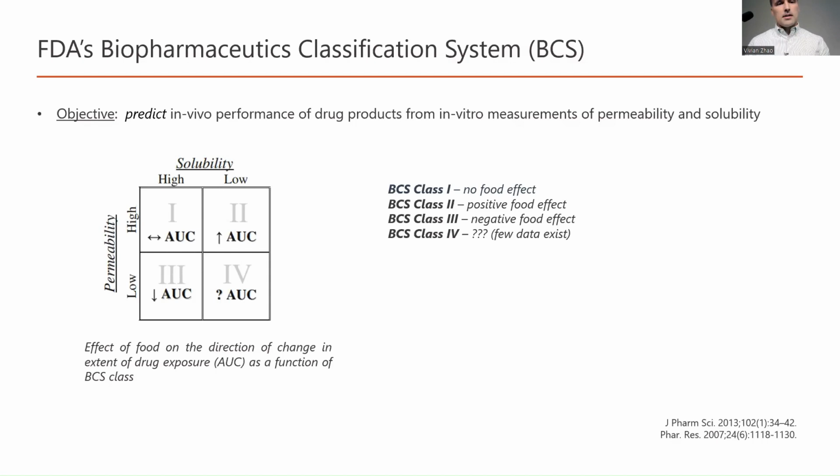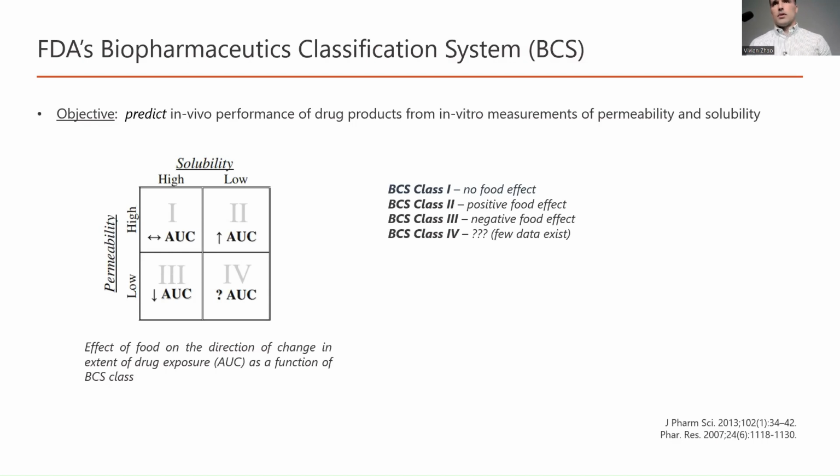Class 3 drugs have low permeability and high solubility, and food is expected to have a negative food effect. In this example, you could think of the food acting as a potential physical barrier, decreasing fractional drug absorption, and ultimately drug bioavailability. In class 4 drugs, few data exist, but drug designers have a drug with both low solubility and low permeability, and the drug design process tries to figure out what they can do to make it act more like a class 3 or a class 2 drug.